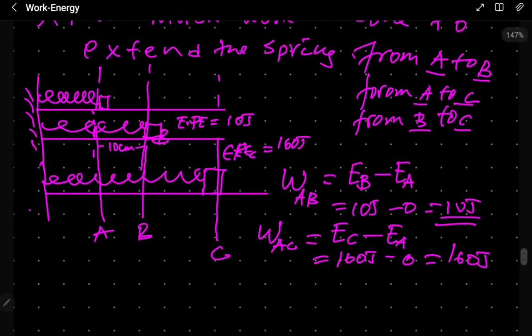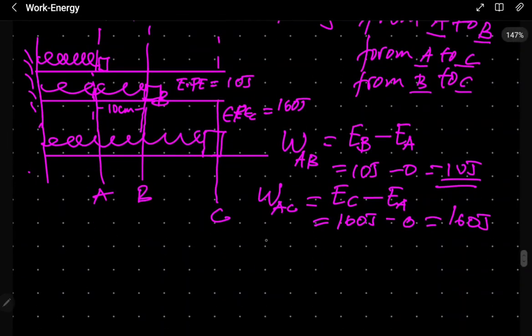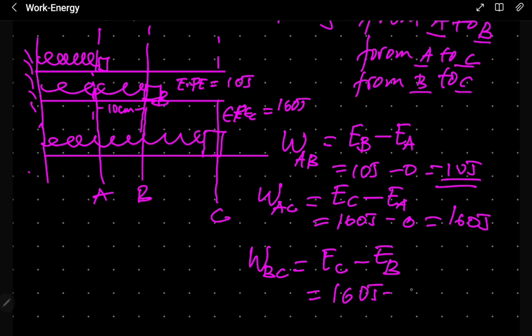Now the last question is, how much work is done to move the mass, the spring, from B to C. So the work done from B to C is the energy of C minus the energy of B. So this is equal to 160 joule minus the energy of B, which is 10 joule. So this is equal to 150 joule. This is the amount of work done. This is the last example we have.